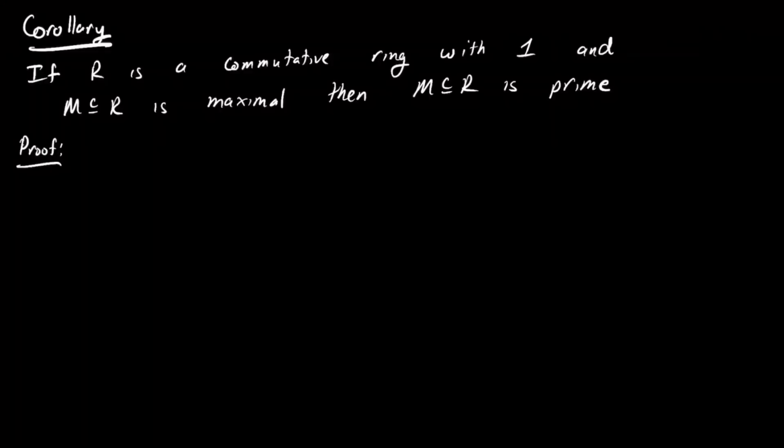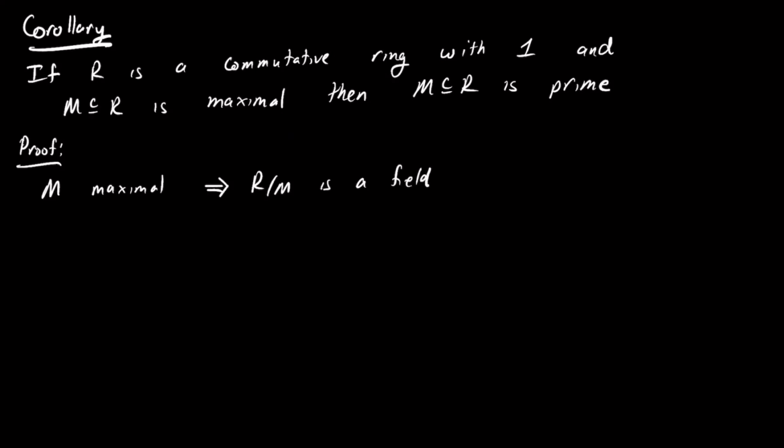Okay, and finally we have one more interesting corollary that's going to use both of our theorems. Again, we're in the setting that R is a commutative ring with identity, and the theorem says that if M is maximal, then M is prime. So how can I show this? Well, let's try this. I'll say M is maximal. Well, this implies that R mod M is a field.